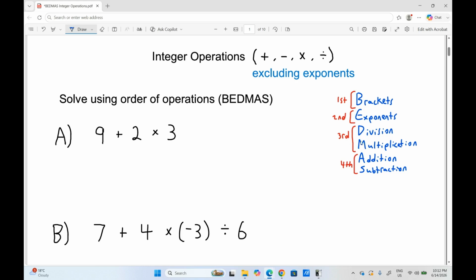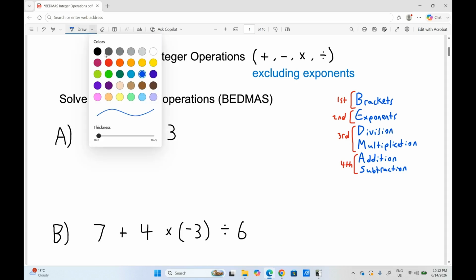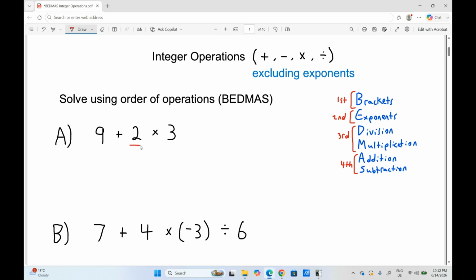The third thing I want to scan for will be division or multiplication. I do have division or multiplication here. I have 2 times 3, which is a multiplication. So what I'm going to do is compute 2 times 3 first instead of computing 9 plus 2. So in this case, 2 times 3 is going to be equal to 6. So now I still have the 9 left, so I'm going to write 9 plus 6 now. And 9 plus 6 is equal to 15. And that's my answer, 15.